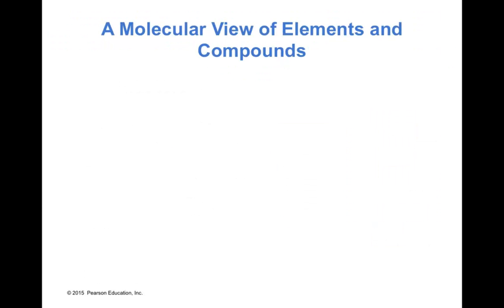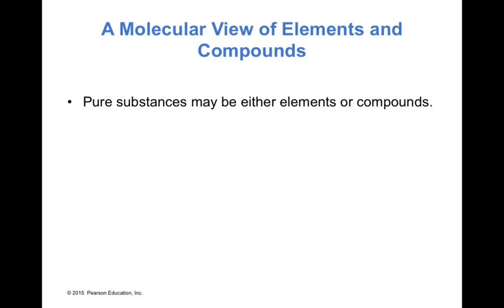Now let's have a molecular view of elements and compounds. Pure substances may be either elements or compounds. Okay, pure substances could be just elements, or they could be compounds. Elements may be either atomic or molecular. Remember, atomic means that it just has one atom, okay, not one type, just one atom. And molecular means that it has more than one atom. It could be both the same or both different.